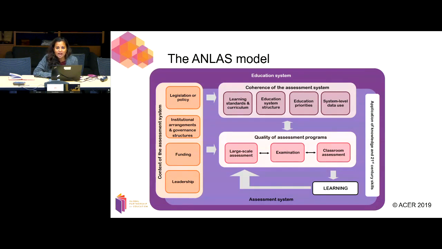And then at the top of the diagram, we have the third dimension, the coherence of the assessment system. And this covers 4 key areas that relate to the extent to which the assessment system is consistent with important aspects of the broader education system. So those include learning standards and curriculum, the education system structure, education priorities, and system-level data use. And as I said, and as illustrated on the right-hand side, the application of knowledge and 21st century skills is an important cross-dimensional element of ANLAS. Next slide, please.